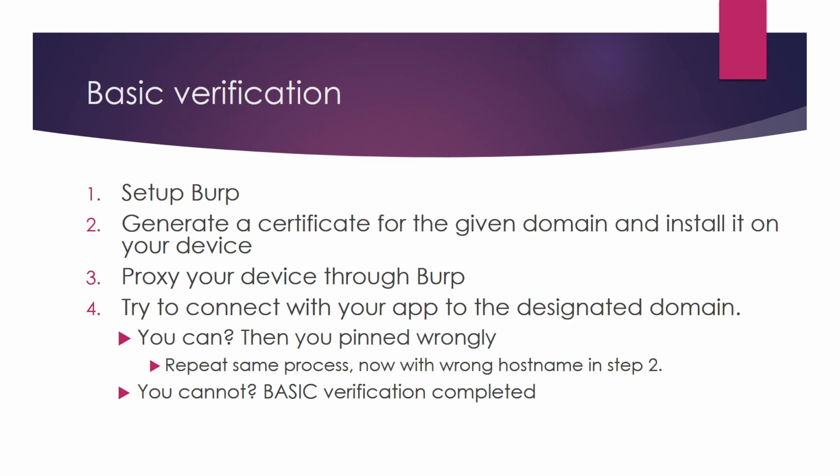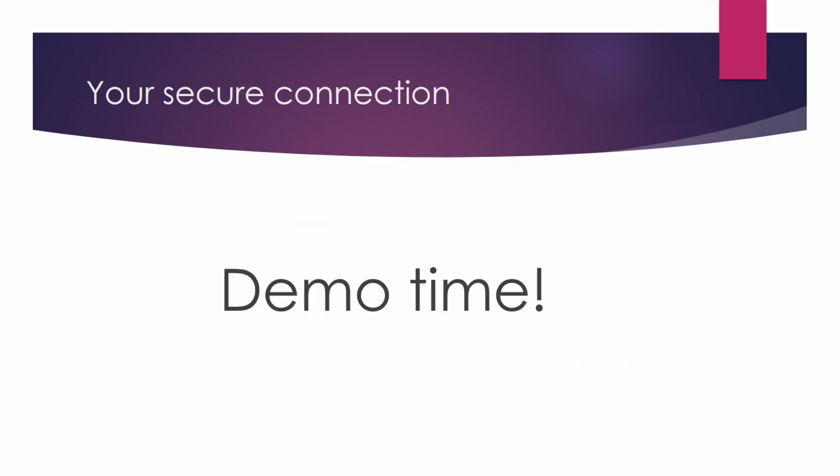And if you can then still connect, something is really wrong, and otherwise you have some basic verification completed. All right? You can also automate parts of this using MASVS, for instance, which is an automated testing tool where the automation works for Android and for iOS. I hope it will work one day. But you can also do this differently.